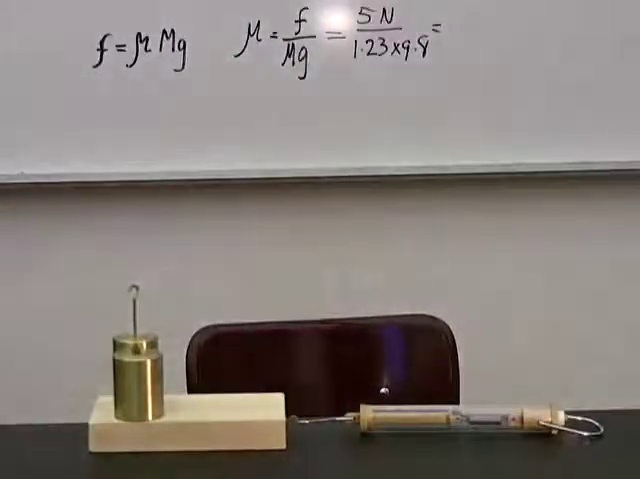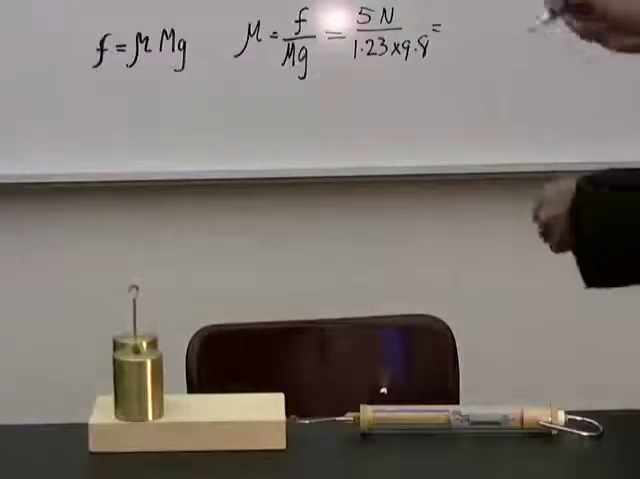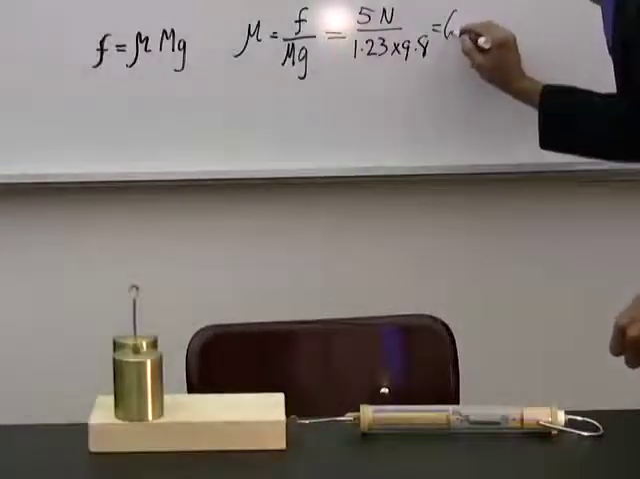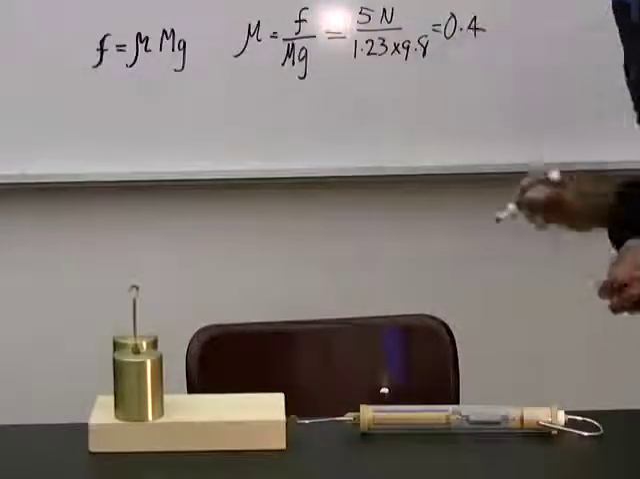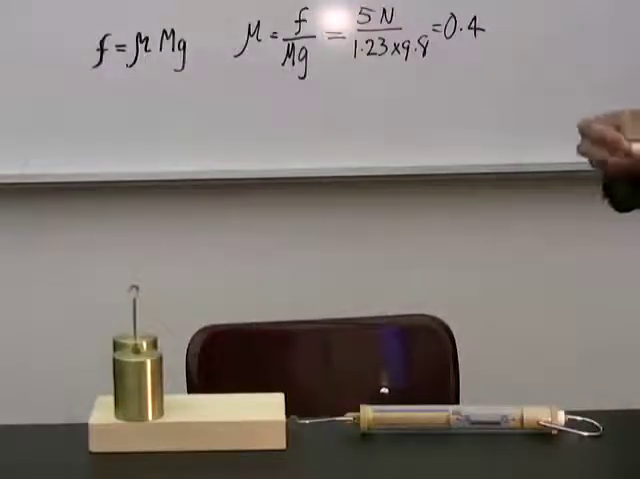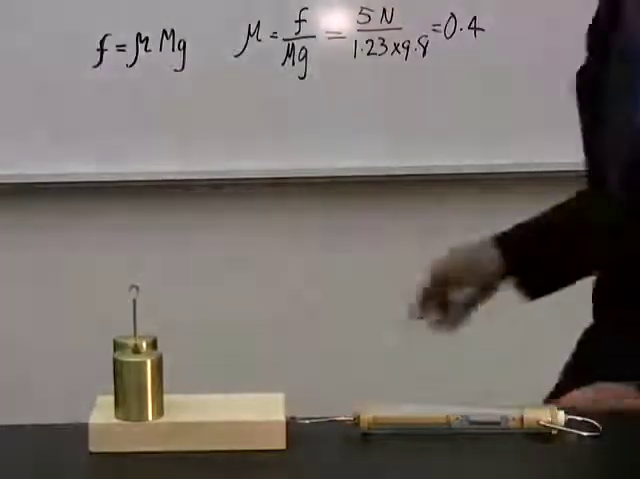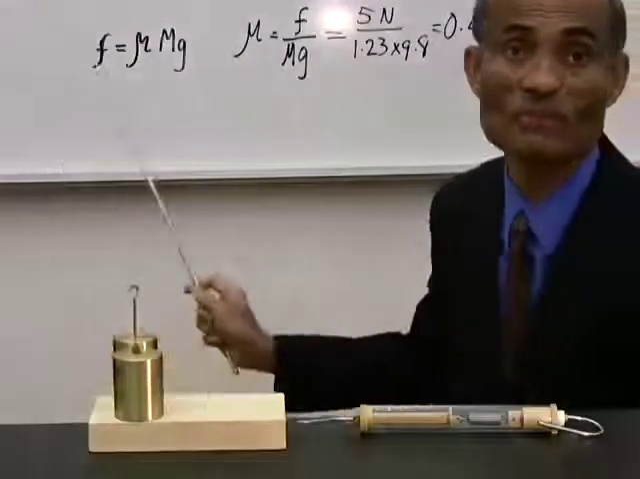Mu is 5 Newton divided by 1.23 times 9.8. That will be 5 divided by 1.23 times 9.8. I got this as 0.4. Now, tell me, what is the unit of this coefficient of friction? What is the unit for measuring the coefficient of friction?